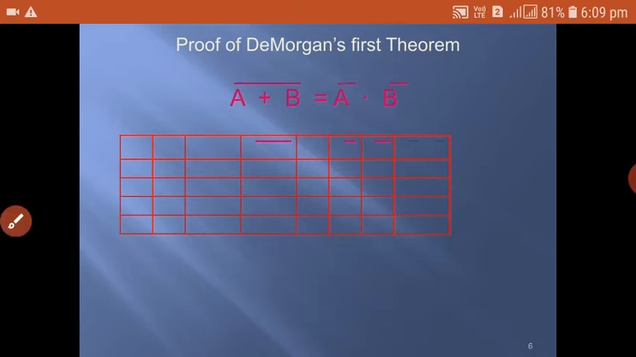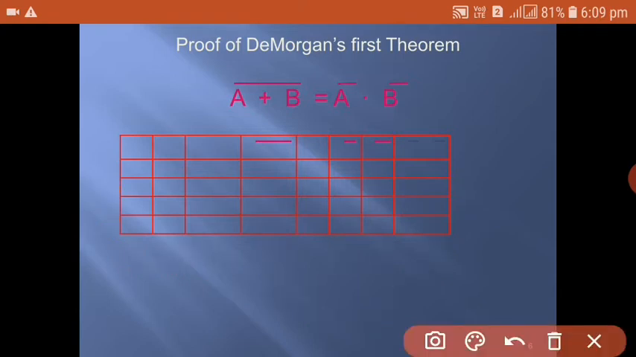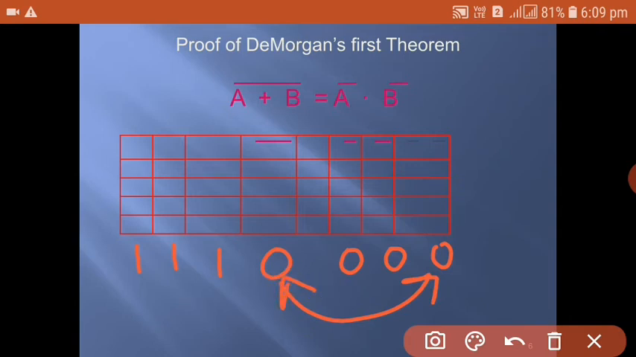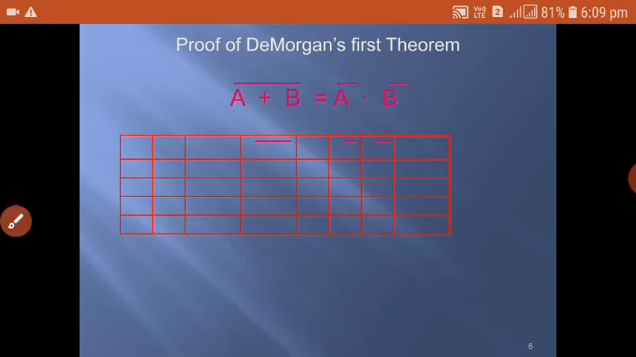Okay, next the fourth combination we will observe for A is equal to 1 and B is equal to 1. So A plus B will give you 1, and A plus B whole bar will give you 0, and A bar will give you 0, B bar will give you 0. So A bar into B bar will give you 0. So for the last combination also you will be getting the LHS is equal to RHS. A plus B whole bar is equal to A bar into B bar. So this is the proof of the De Morgan's first theorem.